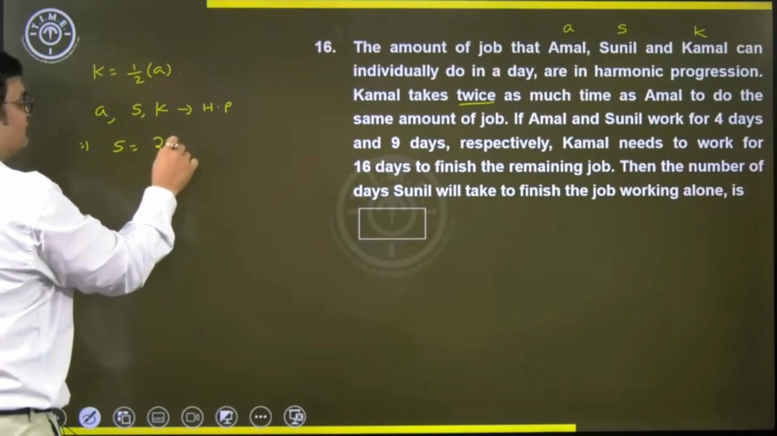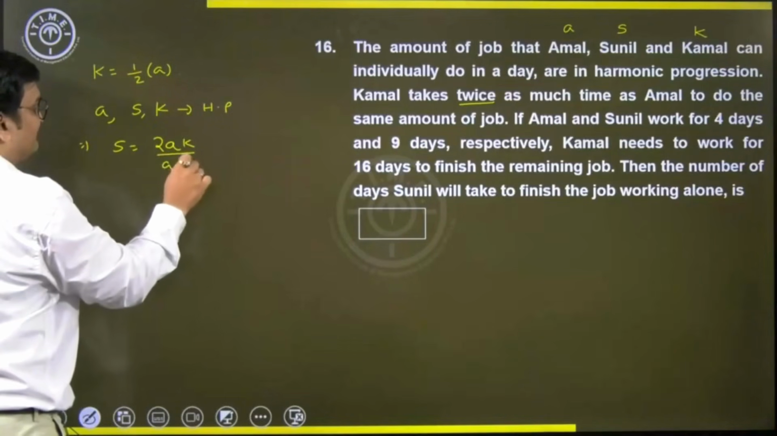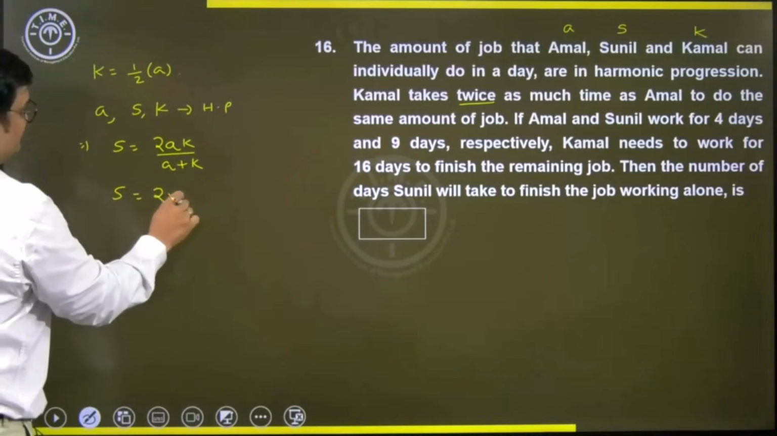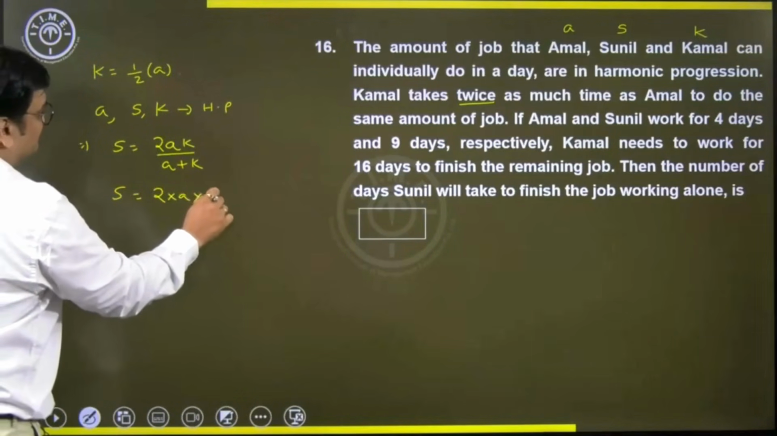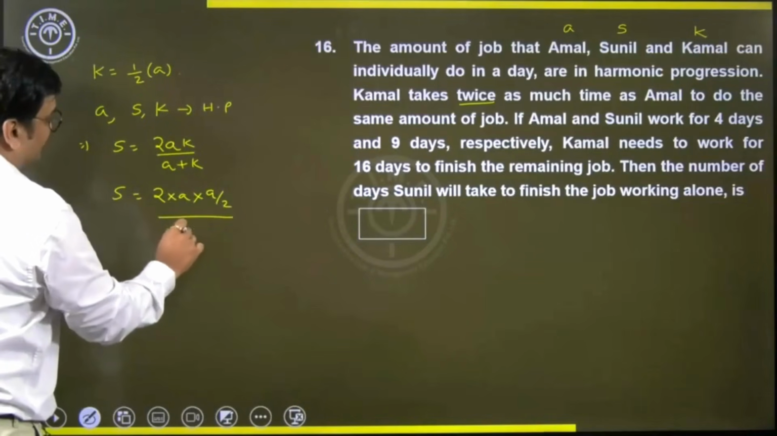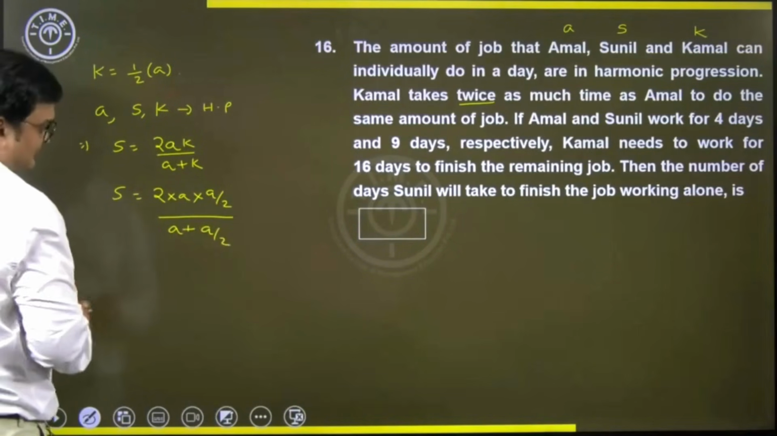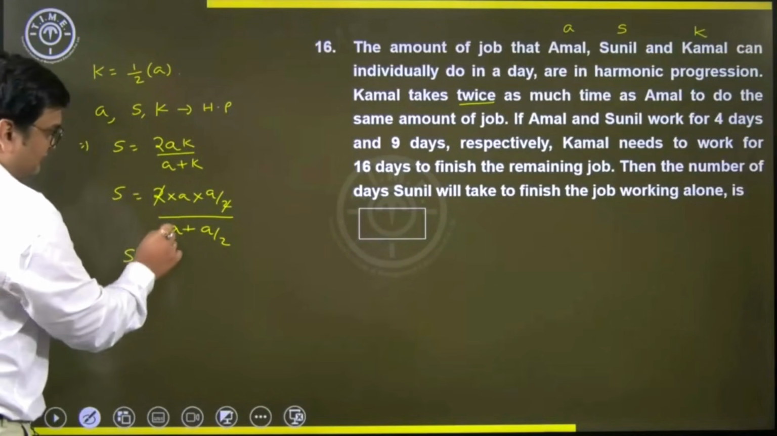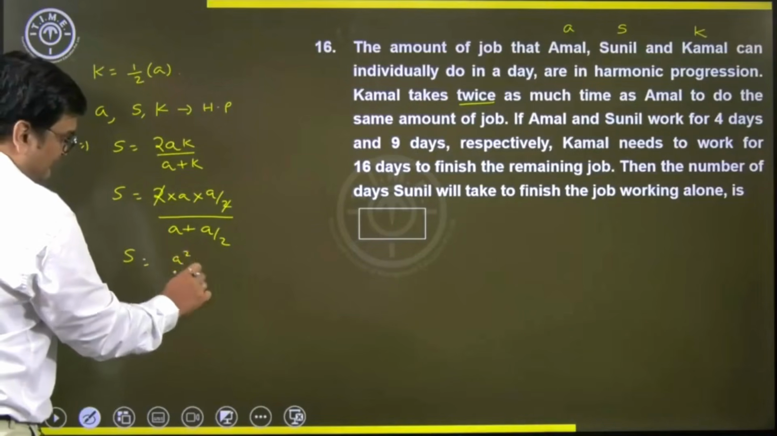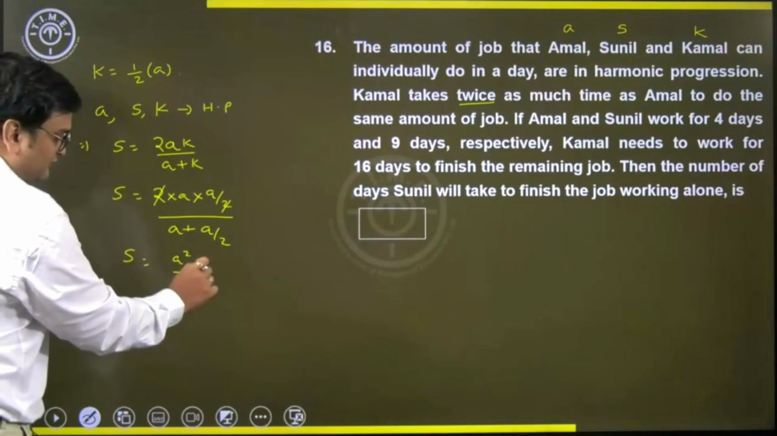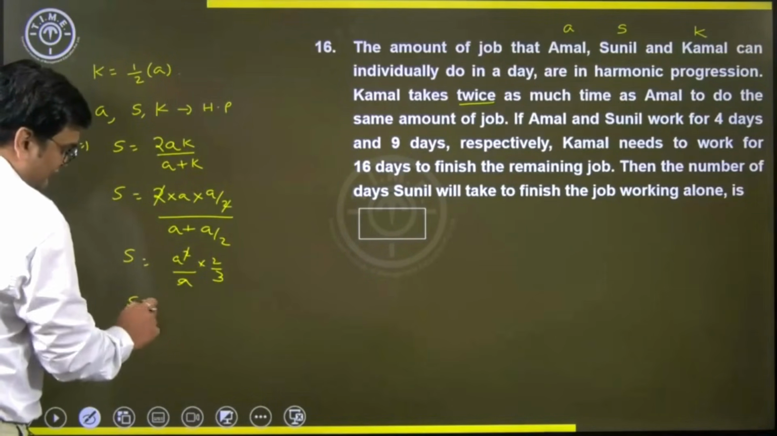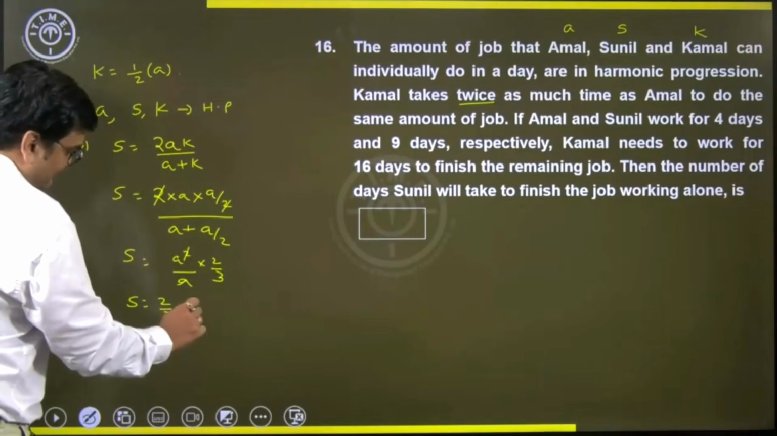So it will be 2 into A into K by A plus K. Now replace the value of K there. So S will be equal to what? 2 into A into K, which is A by 2, by A plus A by 2. This will cancel out. This will be equal to what? This is A squared, A plus A by 2 is 3 by 2 A, will be 2 by 3. So basically the efficiency of S you will get as 2/3 A.